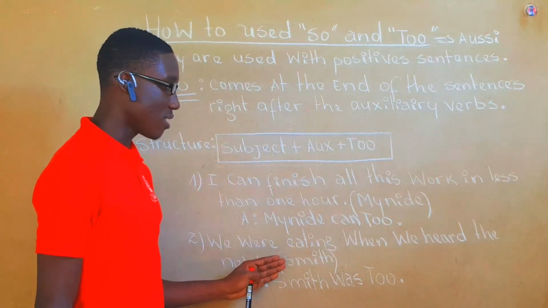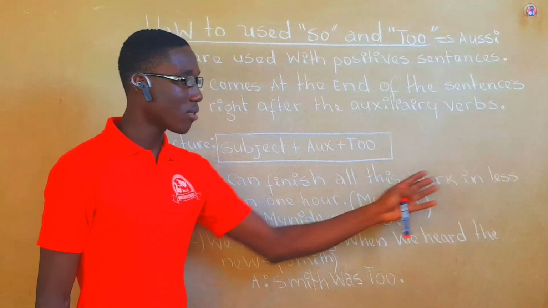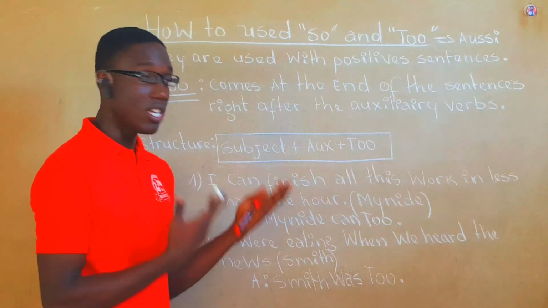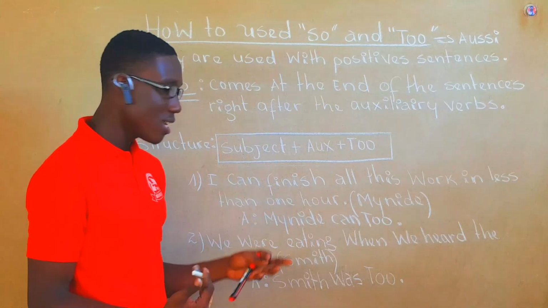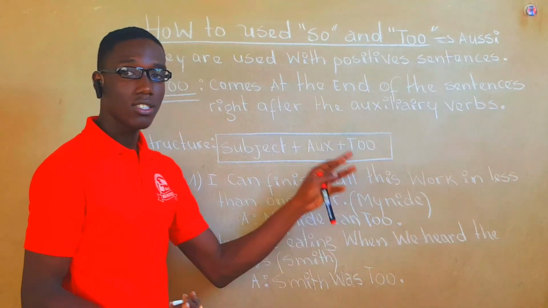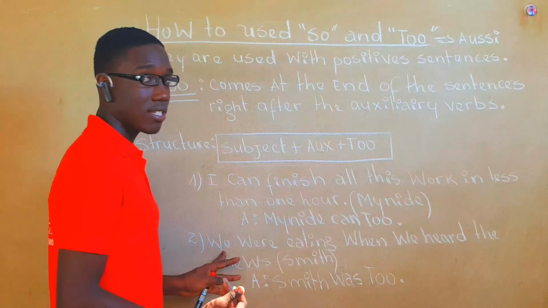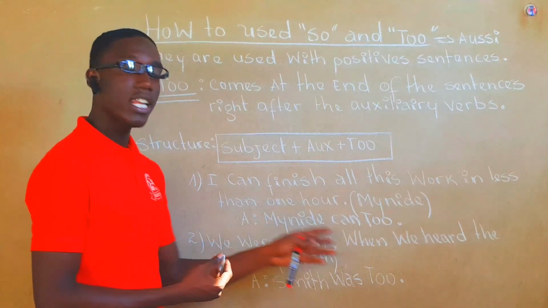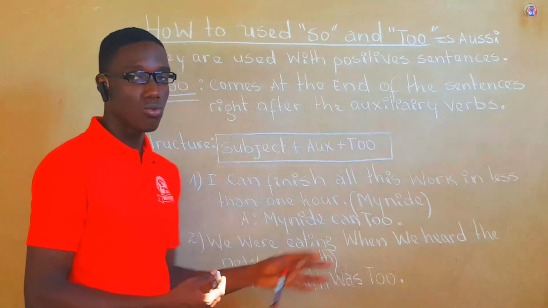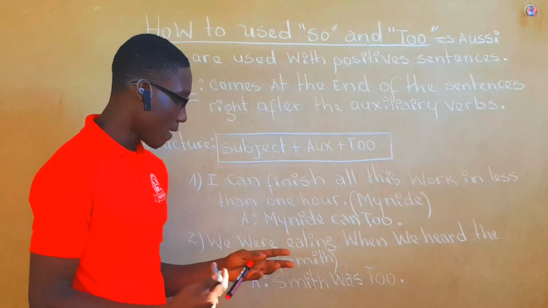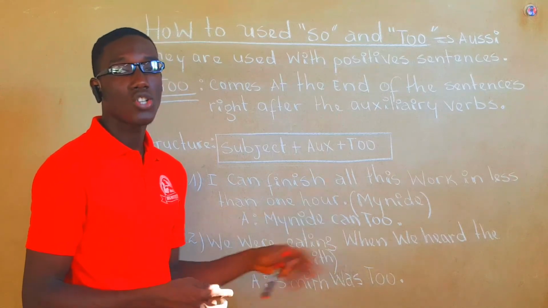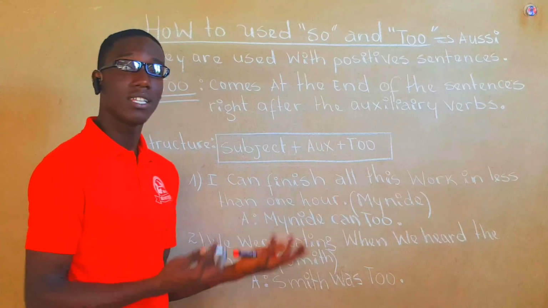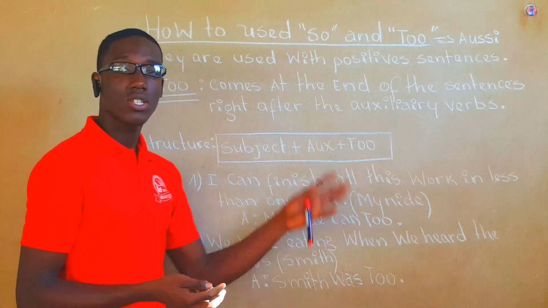And these are some sentences. I can finish all this work in less than 1 hour. If I say my neighbor also, I say my neighbor can too. Now for the second sentence, I say we were eating when we heard the news. If I say Smith also, I can say Smith was too.